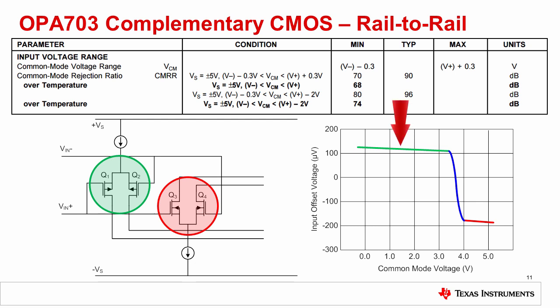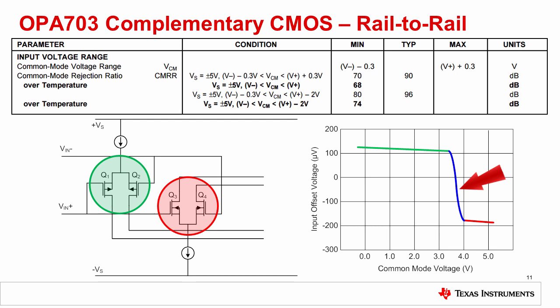The green region shows the VOS when the P-channel input pair is active for the common mode voltages between minus 0.3 and 3.5 volts. The P-channel pair has an offset of about 100 microvolts. The red region shows the VOS when the N-channel input pair is active for common mode voltages between 4 and 5 volts. The N-channel pair has an offset of about minus 200 microvolts. When the common mode transitions past 3.5 volts, the offset transitions from 100 microvolts to minus 200 microvolts.